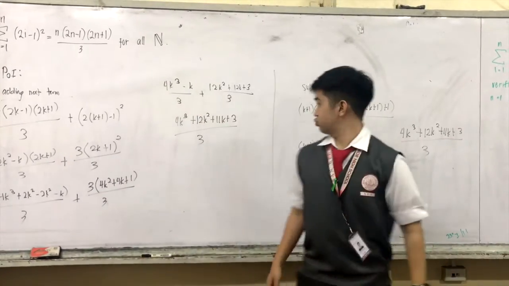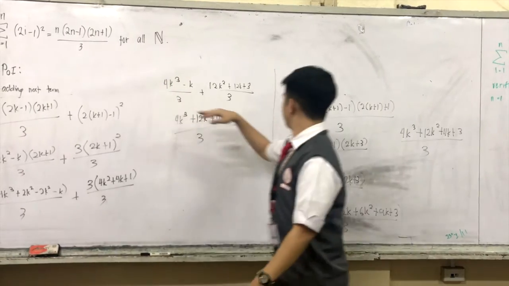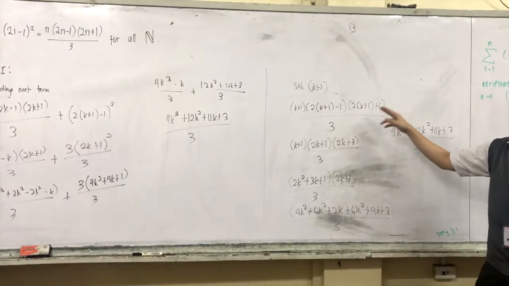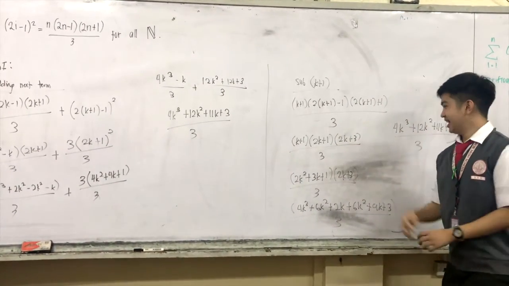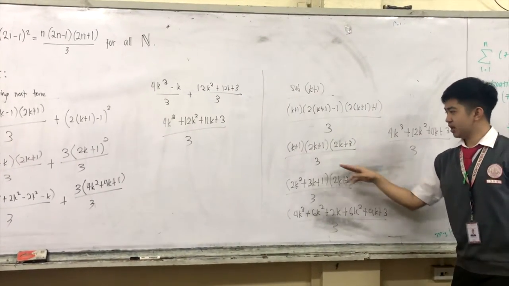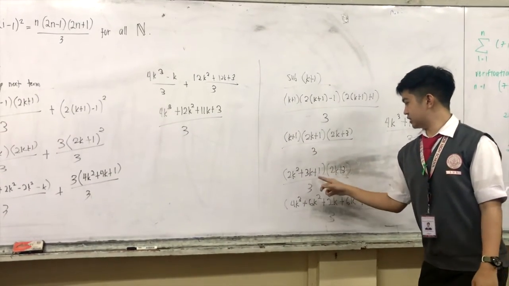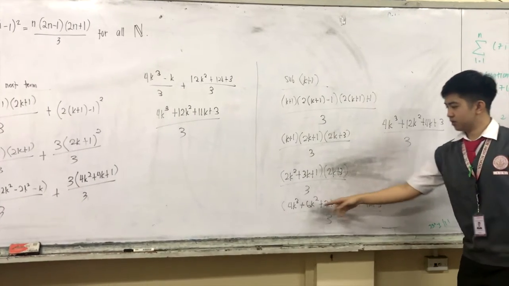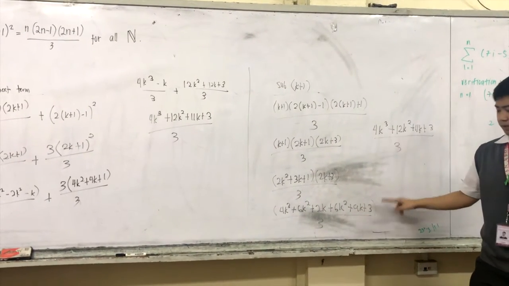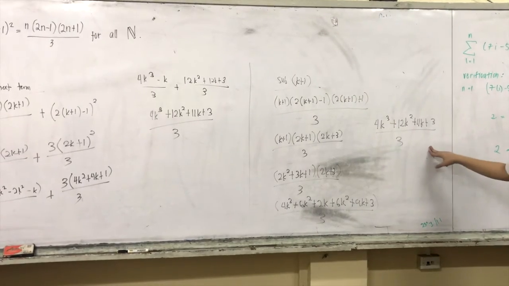Next, we substitute k plus 1 to this side of the equation. We have (k plus 1) times (2 times (k plus 1) minus 1) times (2 times (k plus 1) plus 1) over 3. This is (k plus 1) times (2k plus 1) times (2k plus 3) over 3. To distribute by the FOIL method, (2k squared plus 3k plus 1) times (2k plus 3) over 3. That gives 4k cubed plus 6k squared plus 2k plus 6k squared plus 9k plus 3 over 3. Lastly, 4k cubed plus 12k squared plus 11k plus 3 over 3.